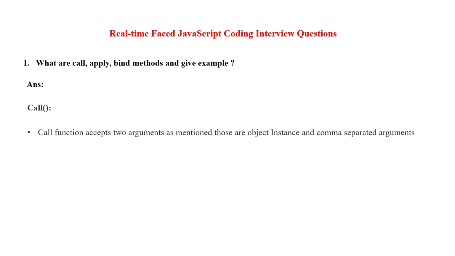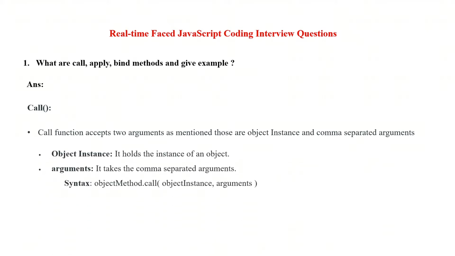The call function accepts two arguments, as I mentioned. Those are the object instance and comma-separated arguments. The object instance stores the instance of the object. The arguments are separated by commas.